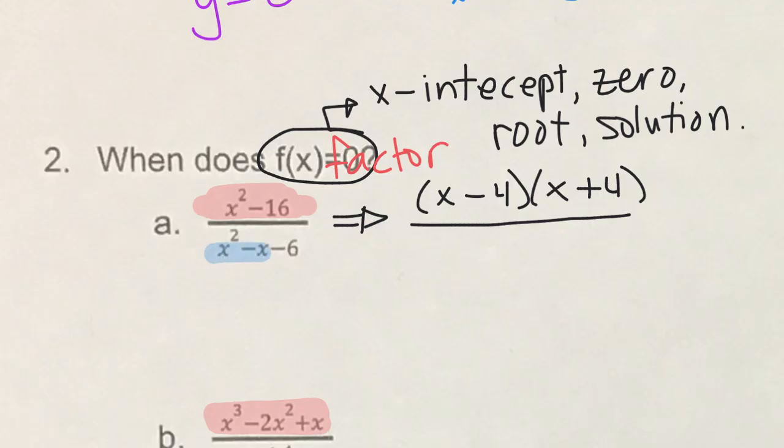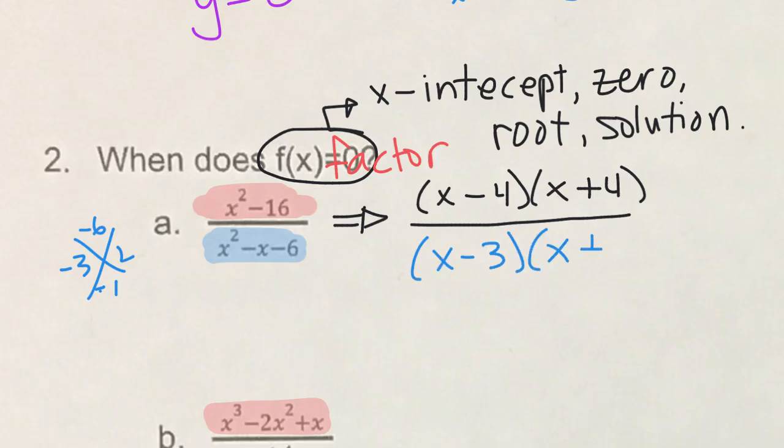How about the denominator? What numbers multiply to give us negative 6 and add to give negative 1? Those numbers are negative 3 and positive 2. We're factoring both the numerator and the denominator to see if any of these things cancel out. If something cancels out, then you don't have an intercept there. Instead, you have a hole. Here, nothing cancels out, which means you're looking directly at your numerator.